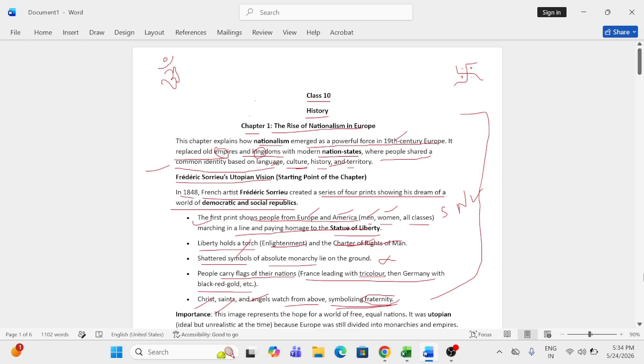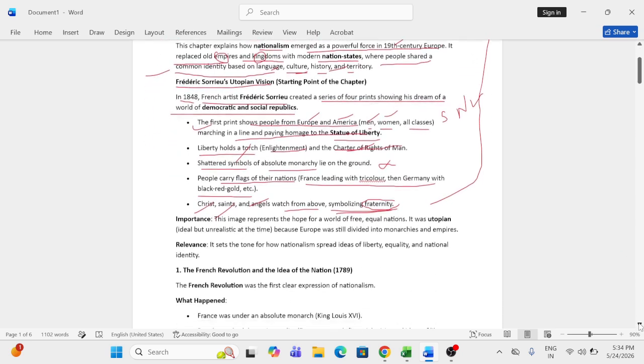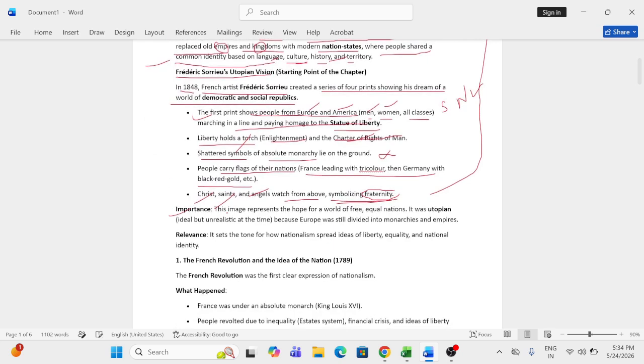Okay, now let's move on to the next one. What is the importance of this image? This image represents hope for a world of free, equal nations. It was utopian, meaning ideal but unrealistic at the time, because Europe was still divided into monarchies and empires.